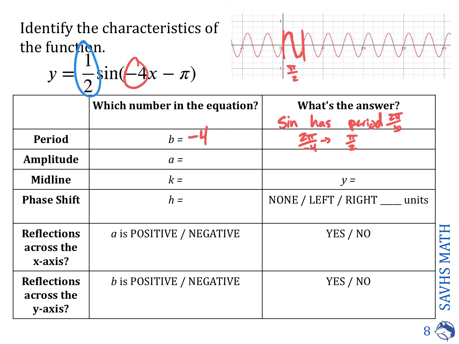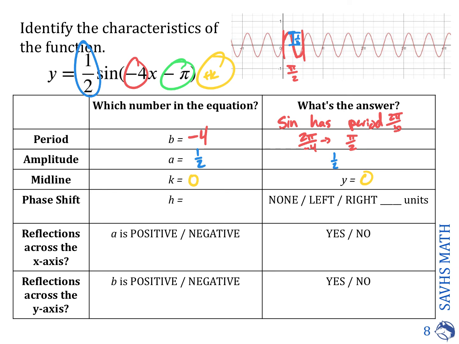The amplitude is whatever A is. A is 1/2, so amplitude is 1/2. If that number is negative, the amplitude is still a positive number, so that's why there's absolute value bars around that formula. This is 1/2 of a unit. Okay, the midline is whatever k is. I see that there's no k here, so we would have y equals 0 as the midline.